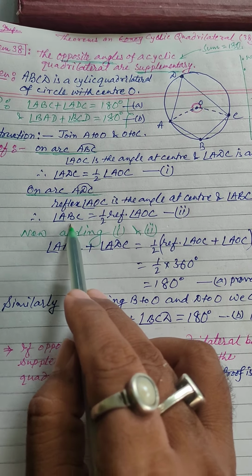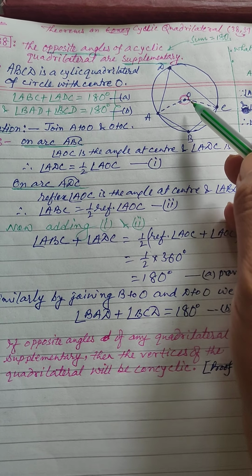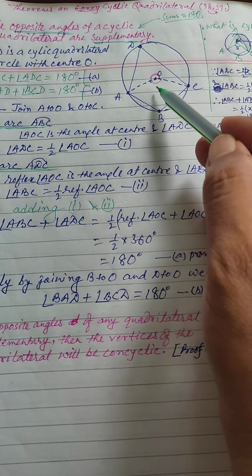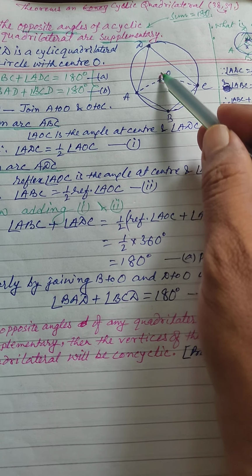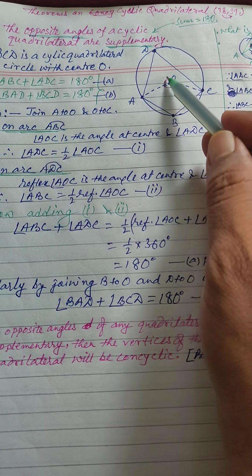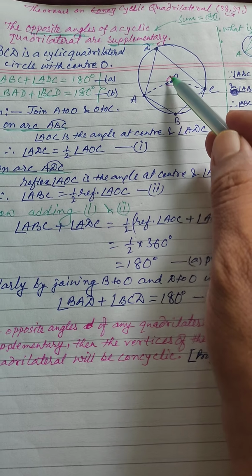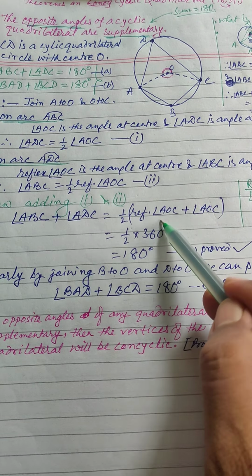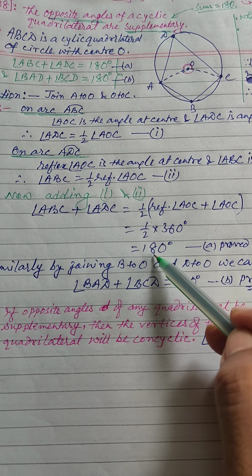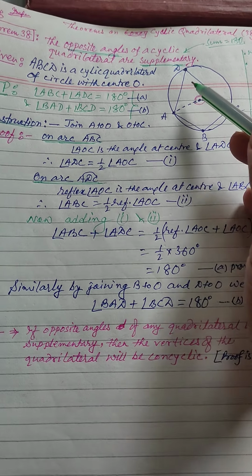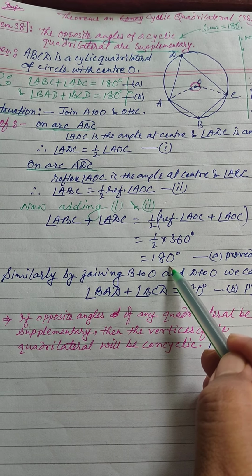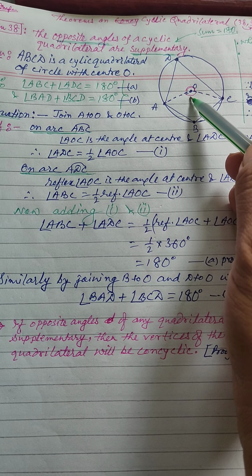Now, adding these two, half of this and half of this will be added here. So this and this both make a complete angle, this angle and the reflex angle of this. So this will be 360 degrees, and with the half, after cancellation, 180 degrees. That means this angle and this angle, the sum is 180 degrees. Therefore these two angles are supplementary.